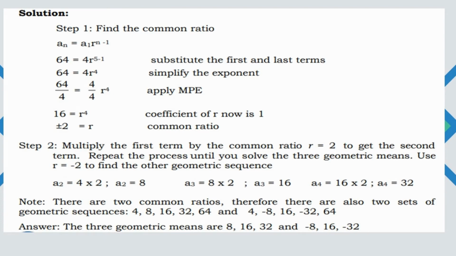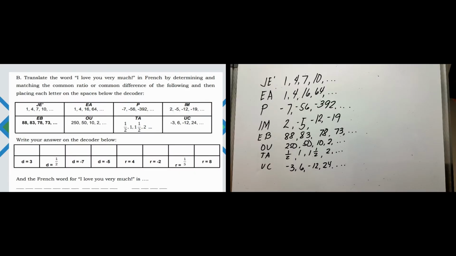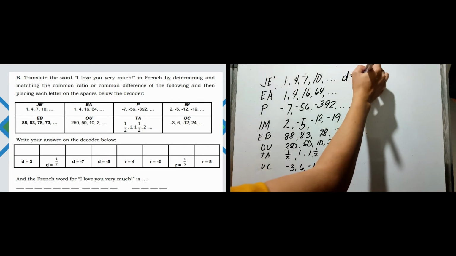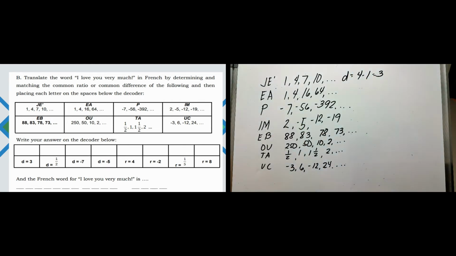Negative 32. Okay, let's have the activity wherein we're going to translate the words "I love you very much" in French by determining and matching the common ratio or the common difference of the following, and then placing each letter on the spaces below the decoder. So let's have the first one. We have 1, 4, 7, and 10. It is obviously an arithmetic sequence, so we're just going to get the common difference, which is 4 minus 1, which is 3.